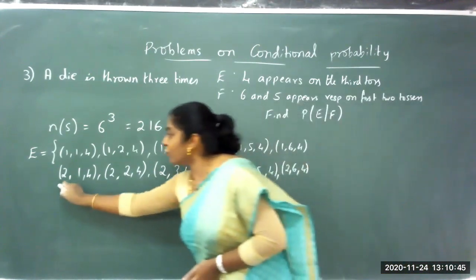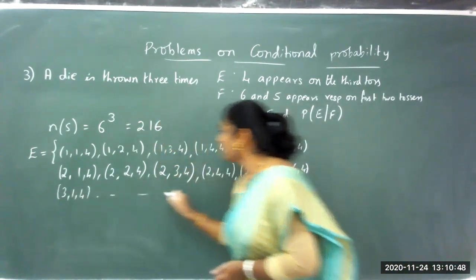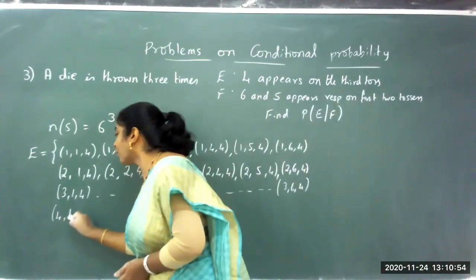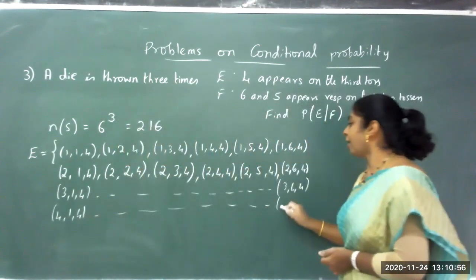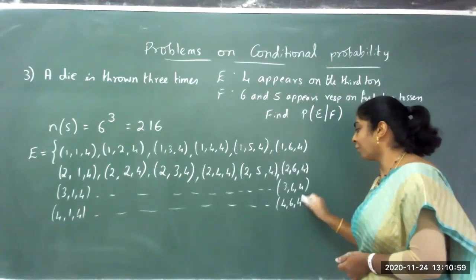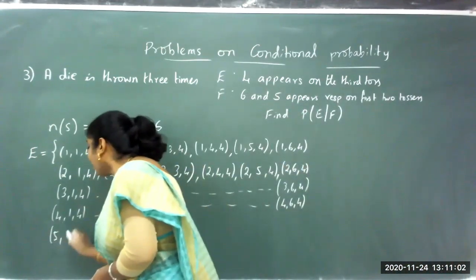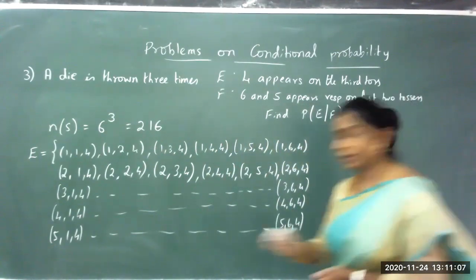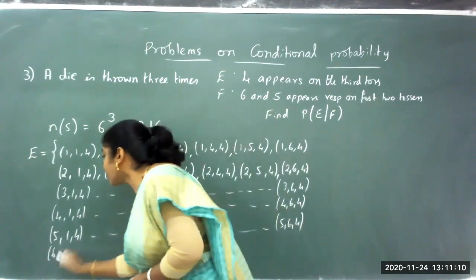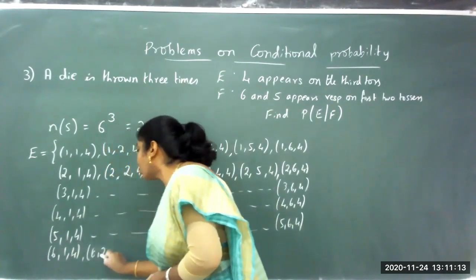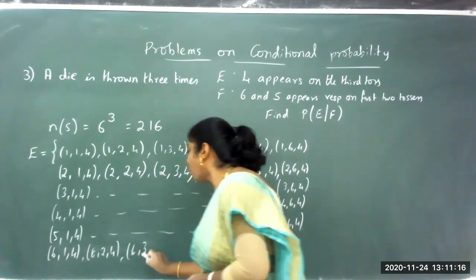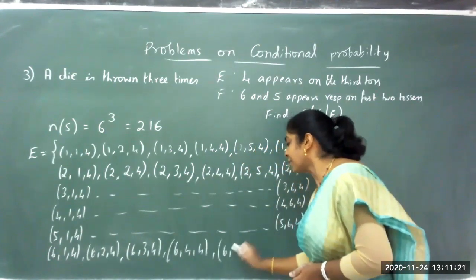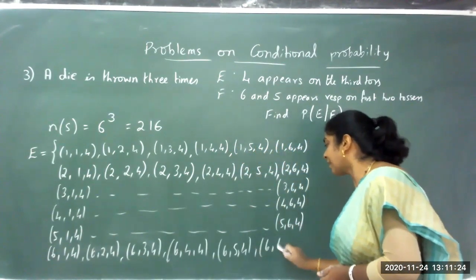Like this, I can write down for the next one 3, 1, 4 up to 3, 6, 4. The next one will be 4, 1, 4 up to 4, 6, 4. Then the last ones, 5, 1, 4 up to 5, 6, 4. Then next one will be 6, 1, 4; 6, 2, 4; 6, 3, 4; 6, 4, 4; 6, 5, 4; 6, 6, 4.